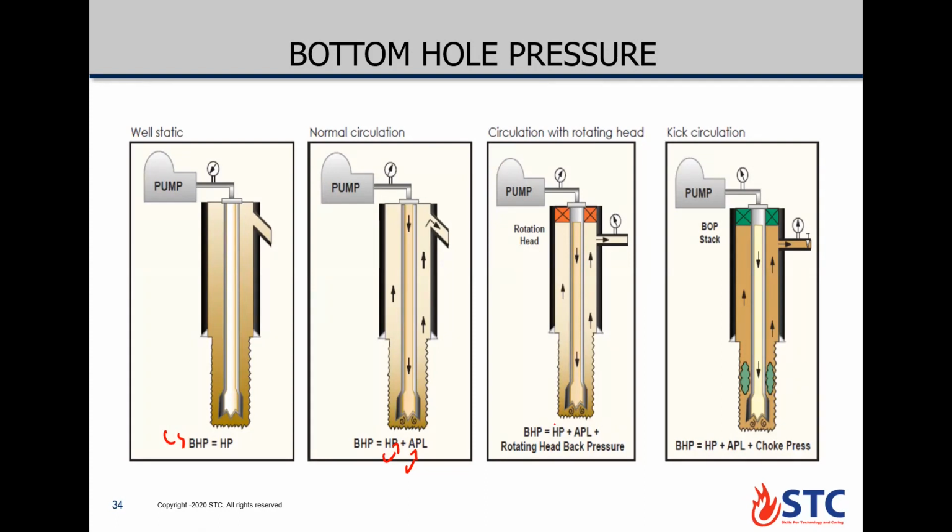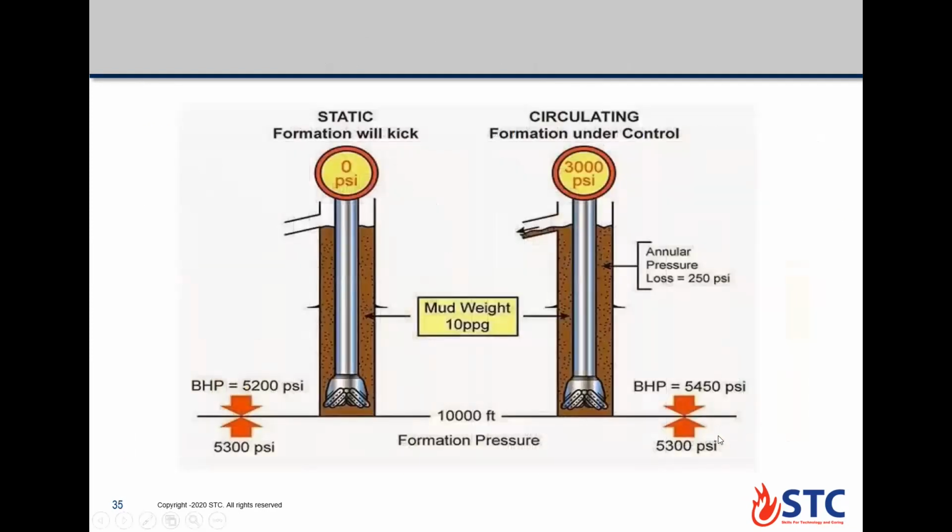So bottom hole pressure will equal hydrostatic pressure plus APL due to pumps running plus back pressure from rotating head. For kick circulation, now the pump is running also, and we have a choke. So bottom hole pressure is hydrostatic pressure, APL due to the pump running, and a choke pressure due to the effect of the choke. Okay.